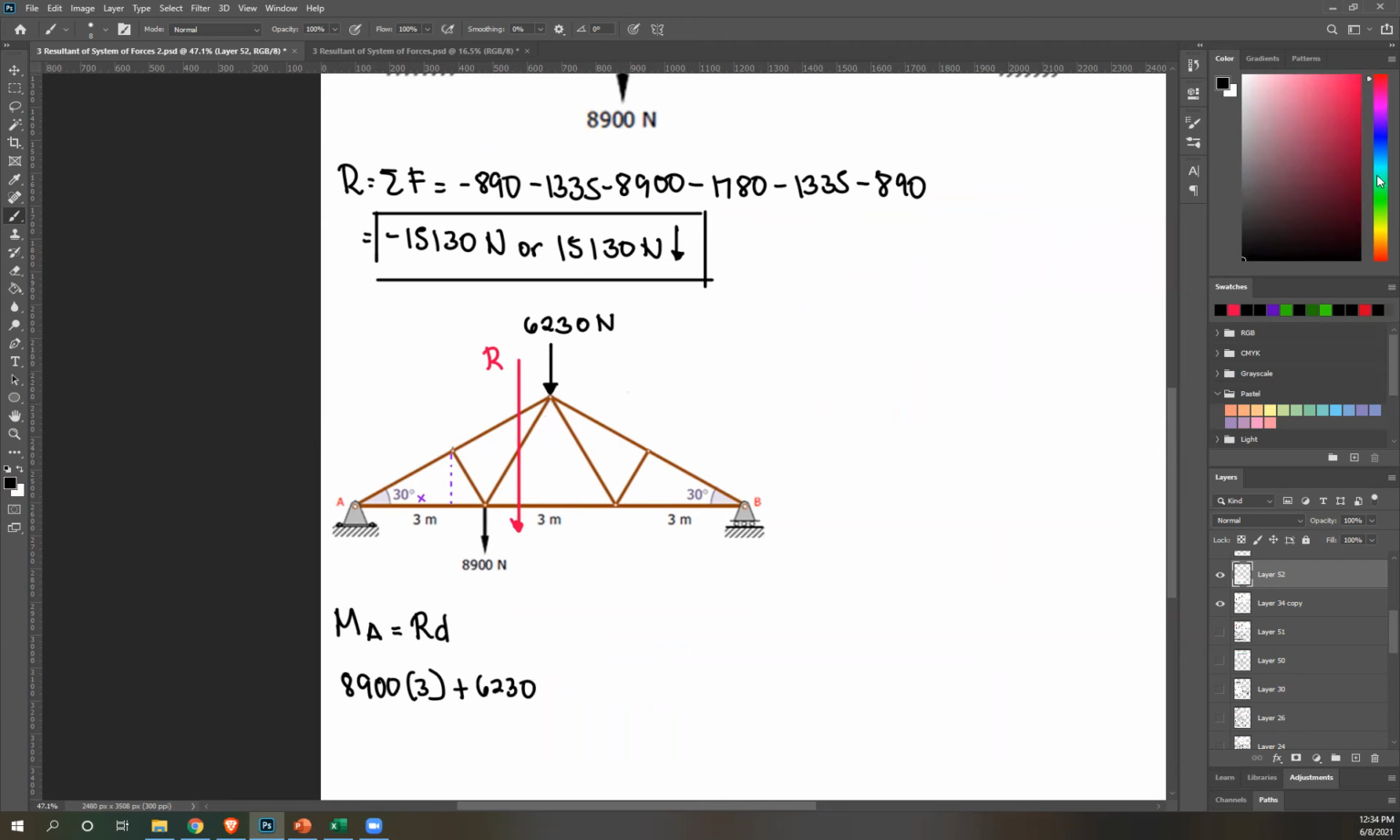Again, this is at the center. It just divides your 3-meter span in half. Therefore, this is just 1.5. So the distance of 6230 to point A is 4.5. Once again, that's equal to 15130 times D. So please solve. What's D?